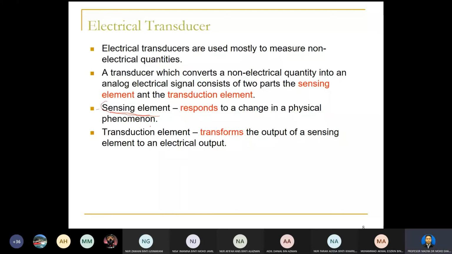The transducer has both the sensing element and the transduction element. But as I mentioned, most sensors now have both. That's why we can call it a transducer or also a sensor. But before this, the sensor only had the sensing element, while the transducer has the sensing element and the transduction element.